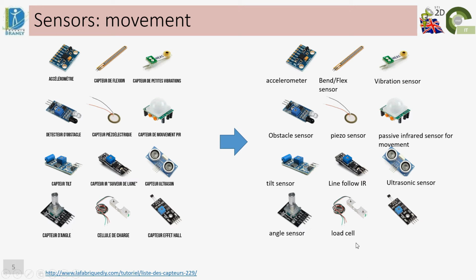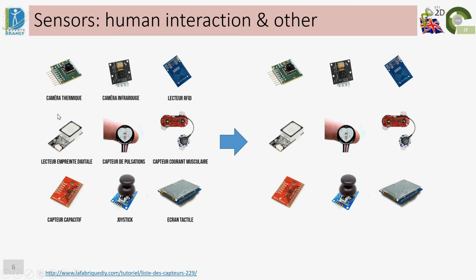Angle sensor, load cell, cellule de charge, which is used to measure the weight, pour mesurer le poids. Hall effect sensor. Hall effect sensor can detect magnetic field, and it's also very useful to measure, for instance, the velocity of a motor. Hein, on mesure la vitesse de rotation d'un moteur à courant continu avec des capteurs à effet Hall. Très utile. Camera thermique, thermal camera, infrared camera.